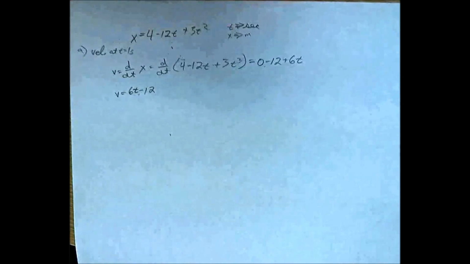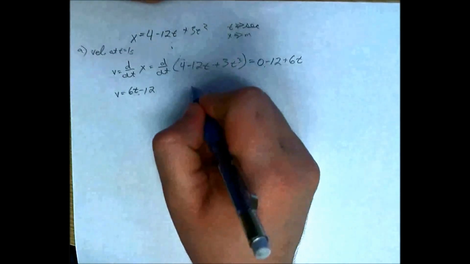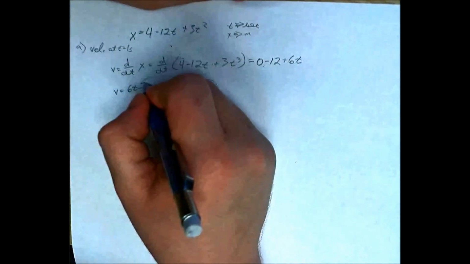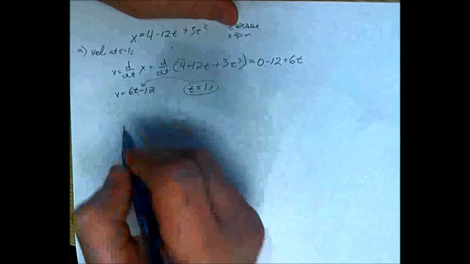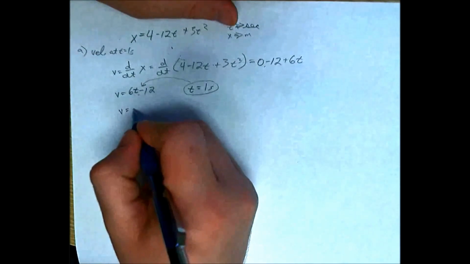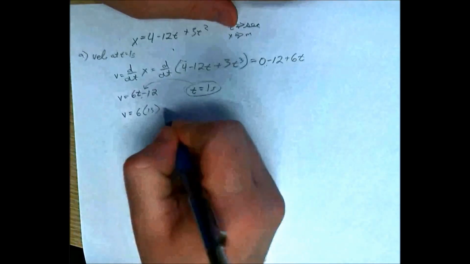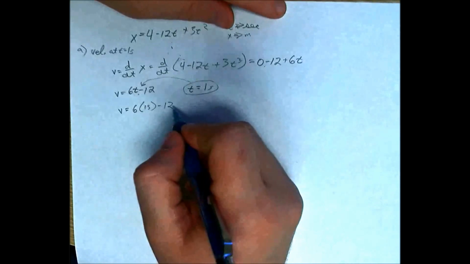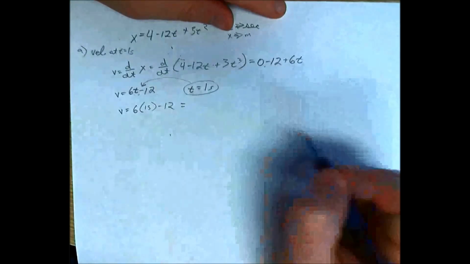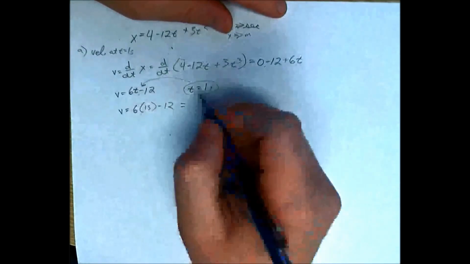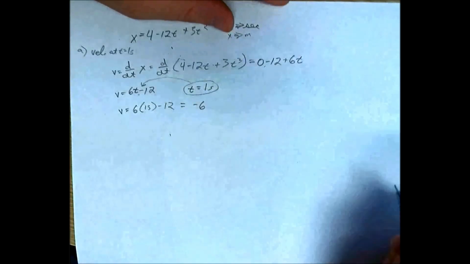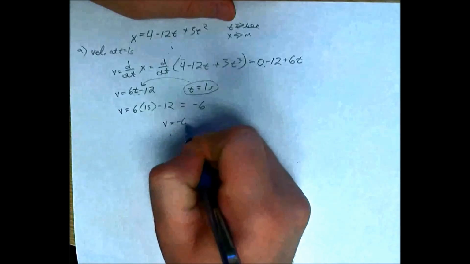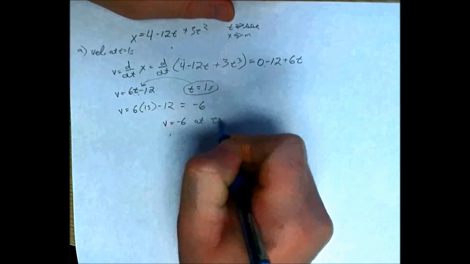Let me write that a little more clearly. 6t minus 12. So if we are to evaluate this at t equals 1 second, we will just plug that in for t. So velocity equals 6 times 1 second minus 12. And the answer is, I'm just going to leave the units out for now, negative 6. And of course this will be in meters per second. So velocity equals negative 6 at t equals 1.